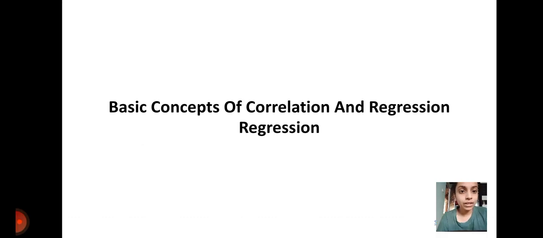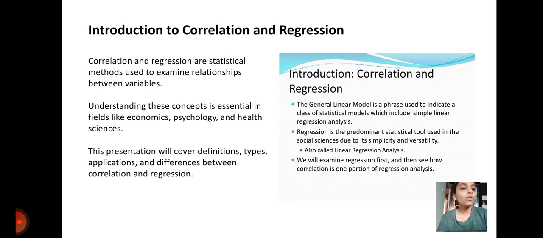Let's start. The topic is correlation and regression. Let's begin. Introduction to correlation and regression. Correlation and regression is a statistical method used to examine the relationship between variables. Understanding these concepts is essential in fields like economics, psychology, and science. This presentation will cover the definition, types, applications, and difference between correlation and regression.